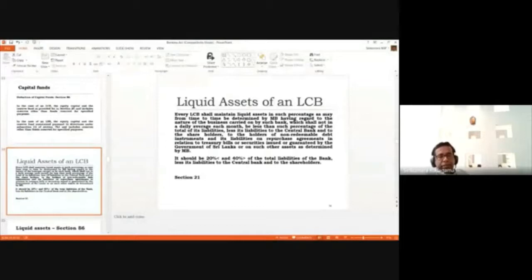About liquid assets. Every licensed commercial bank shall maintain liquid assets in such percentage as may from time to time be determined by the monetary board, having regard to the nature of the business carried on by such bank, which shall not in a daily average each month be less than such percentage of the total of its liabilities, less its liabilities to central bank and to the shareholders, to the holders of non-redeemable debt instruments, and its liabilities on repurchase agreements in relation to treasury bills or securities issued or guaranteed by the government of Sri Lanka, or on such other assets as may be determined. The central bank is allowed to determine that percentage from time to time.